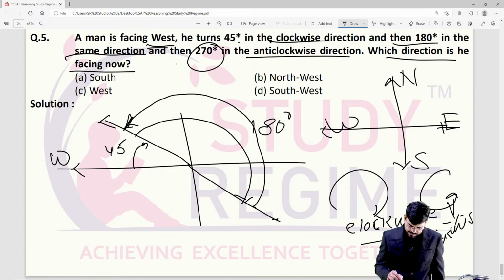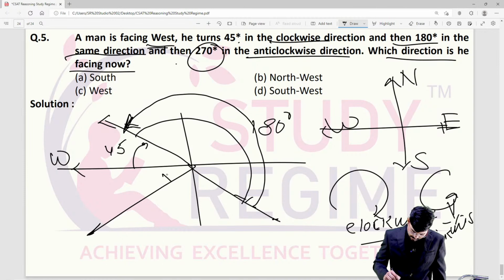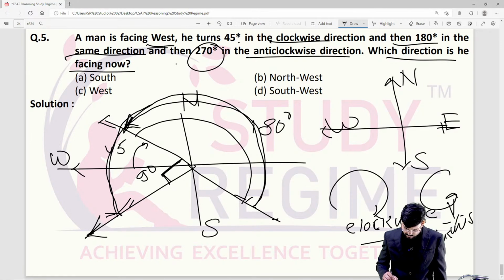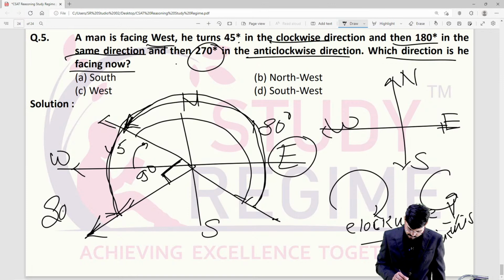That means he has completed 180. Then you have to cover how much more? 90 more. You have to cover 90 more. See, the angle between this here is 90 degree. So he is covering from here to here. This is north, south, east, west. Which direction is he facing? Southwest.